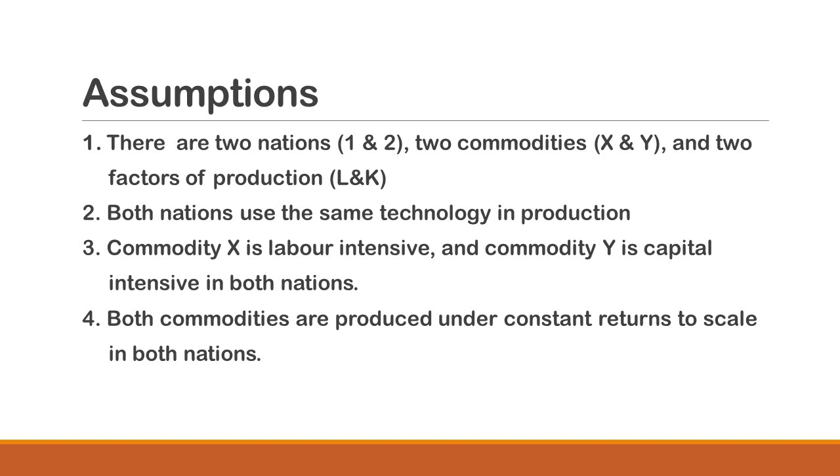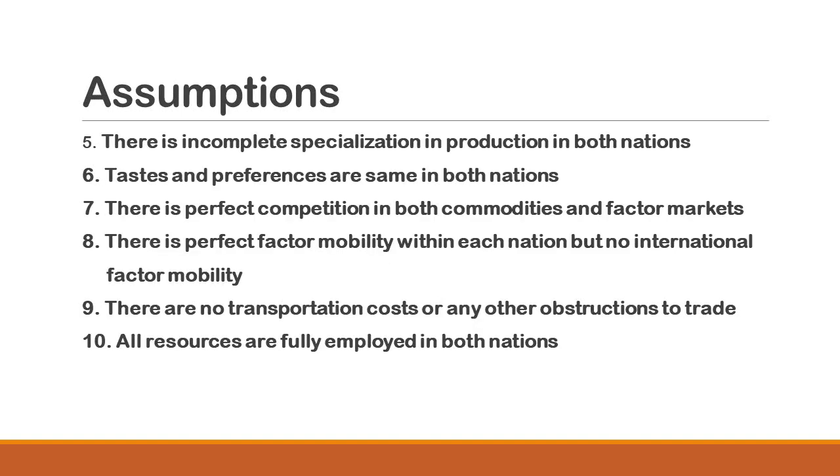The next assumption is that both commodities are produced under constant returns to scale in both nations. Next assumption is there is incomplete specialization in the production of commodities in both nations. That means both nations produce some amount of both X and Y. Nation 1 produces some amount of commodity X and some amount of commodity Y. Similarly, nation 2 also produces some amount of commodity X and some amount of commodity Y. There is no complete specialization in production.